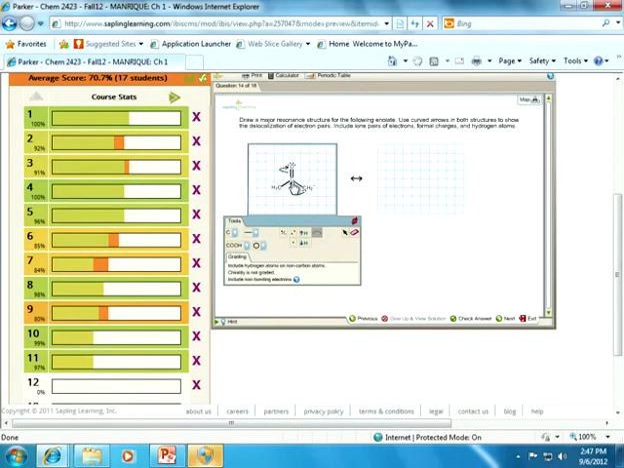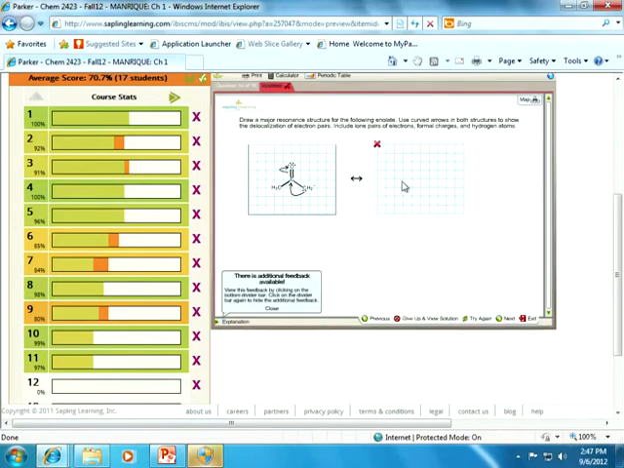But let's say you accidentally put it on the carbon instead of the actual bond. Now if I click check answer, okay, it's letting me do it. But usually it will not let you. It's very specific on where it goes. See, I don't have an X here. This one's correct, and I haven't even done the other one.